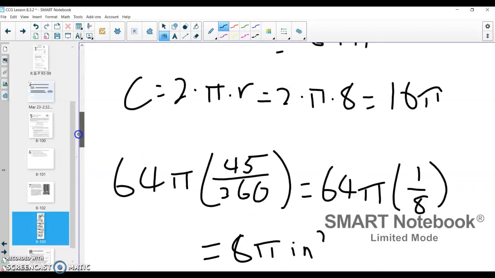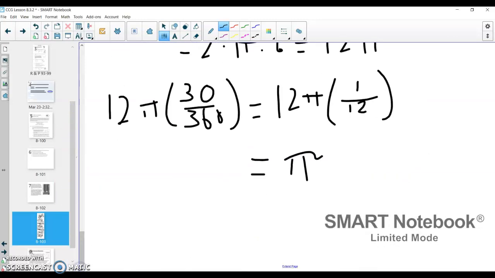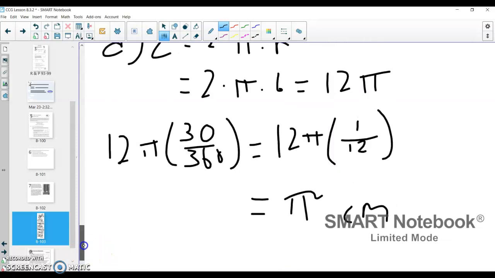And I believe this problem is working in centimeters. And so that is pi centimeters as the length of that arc. Same kind of thing that we did in parts B and C. Found the total circumference, multiplied it by the portion.